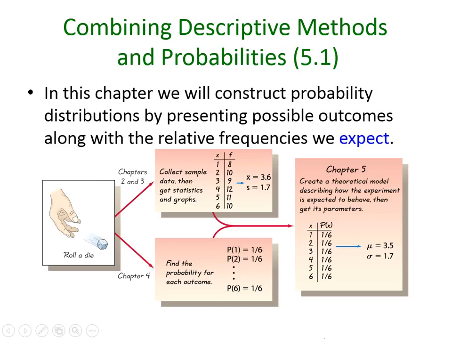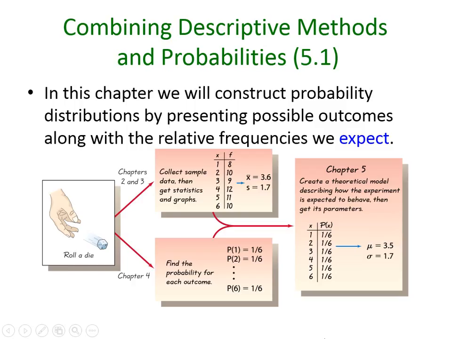So again, this is giving you a preview of where all this is going real quickly. All this I don't expect you to understand in one quick pass. In this chapter, we will construct probability distributions by presenting possible outcomes along with the relative frequencies we expect.